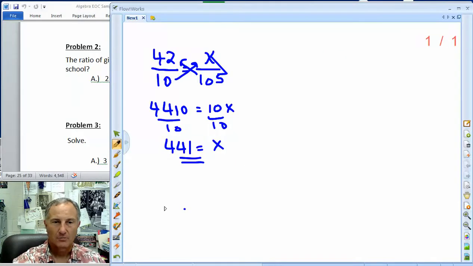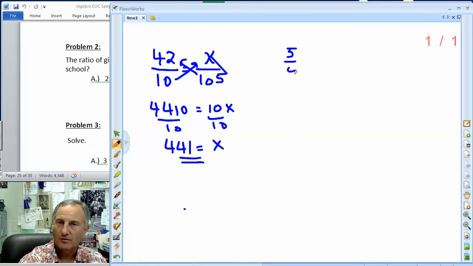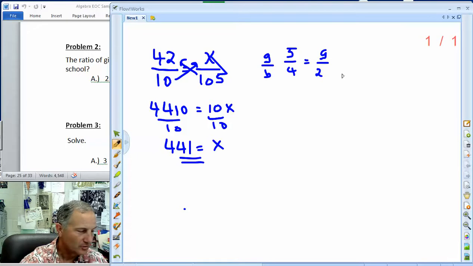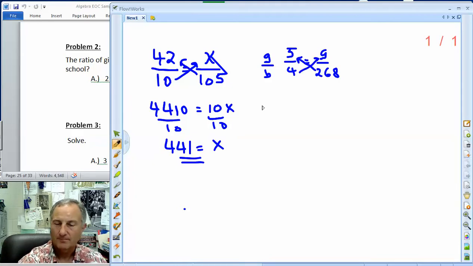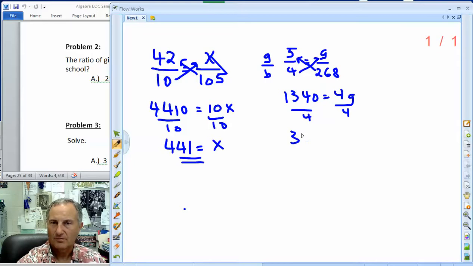So we've got 5 girls for every 4 boys. That's G over B. We don't know how many girls there are when there are 268 boys, but there's our proportion right there. Girls to boys, girls to boys. So we're going to cross multiply. 5 times 268 is 1340, equals 4G. Divide out the 4. There's 335 girls.